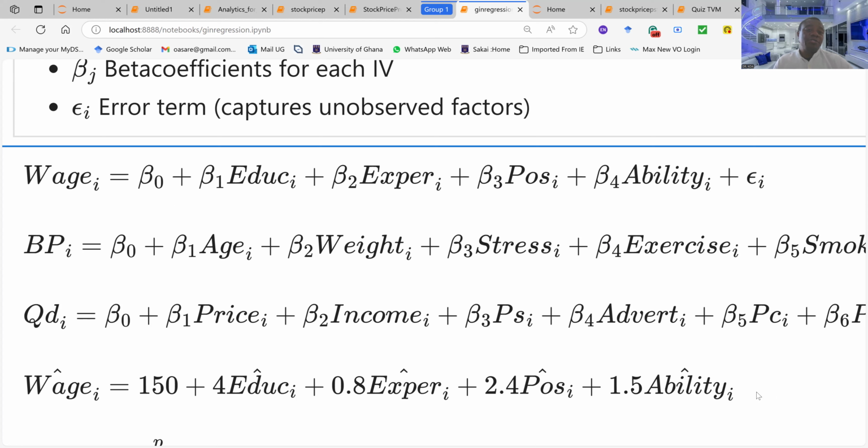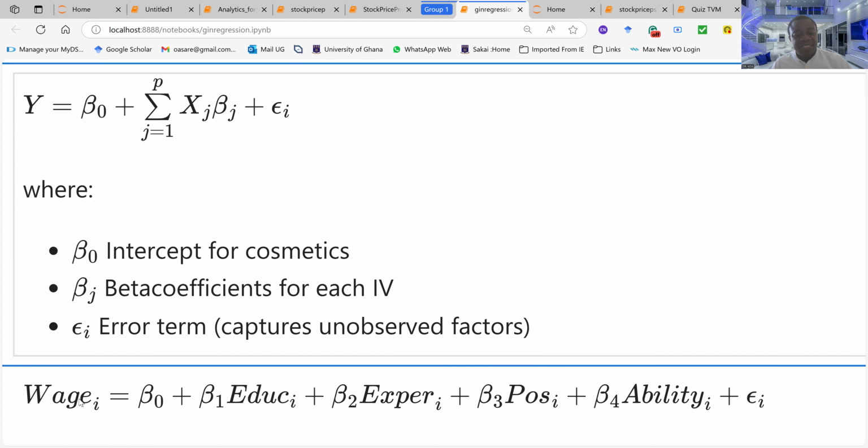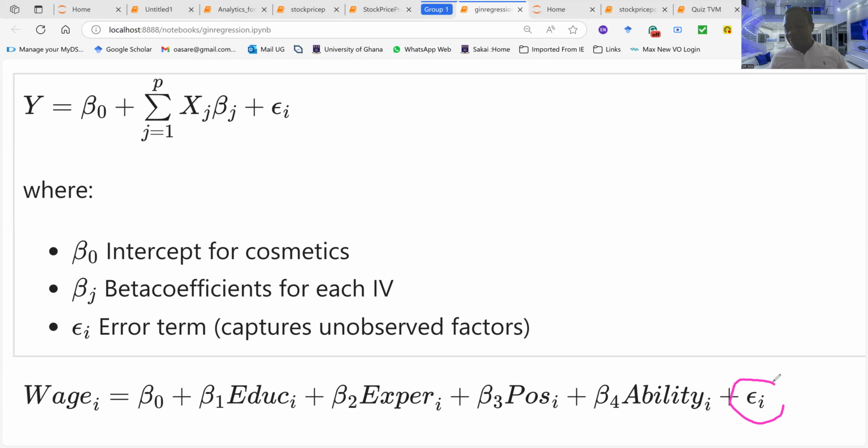I will always ask you to do this. So let's go back here. What is the first one saying? The first one is saying that your wage, your salary, is affected by your education, experience, position, and ability. Now, each one of you is going to tell me another factor that can affect wage that hasn't been captured here. Anytime you have a possible other factor that has not been captured, it is inside the error term.